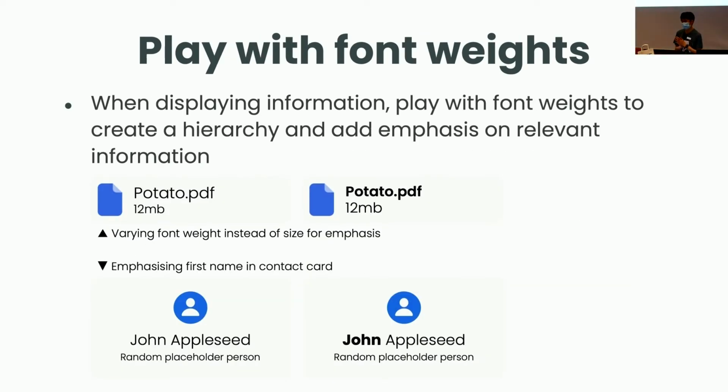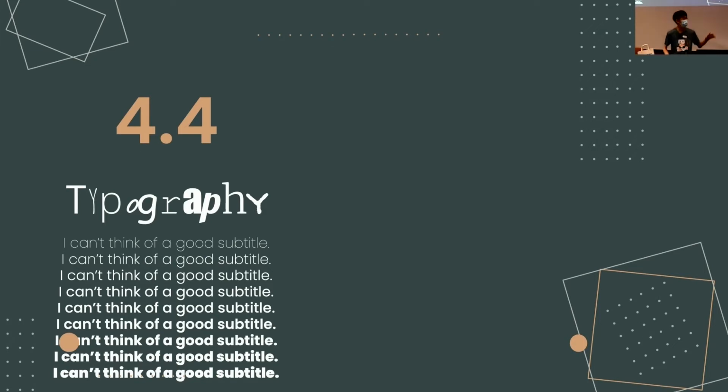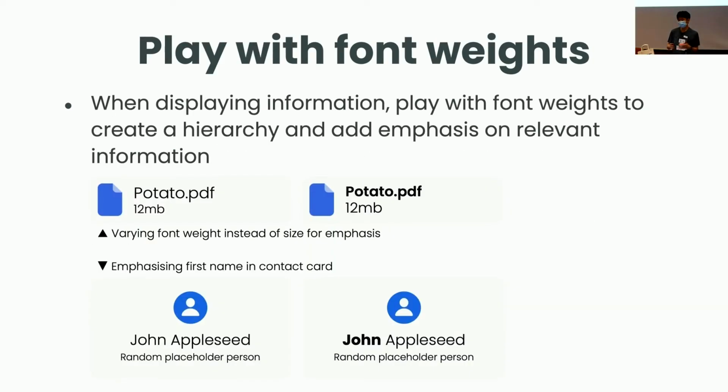And play with your font weights. So font weights are basically this. So you see it's lighter at the top and then bolder at the bottom. So font weights allow you to add emphasis, but you might not want things to be that bold in that sense, so you can maybe use a medium. So they can allow you to create a hierarchy in this case.